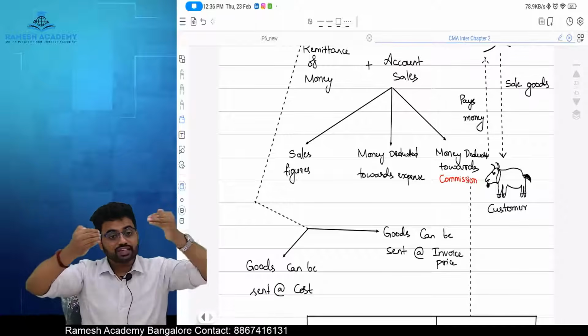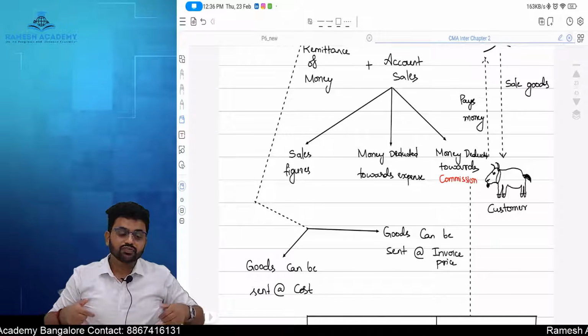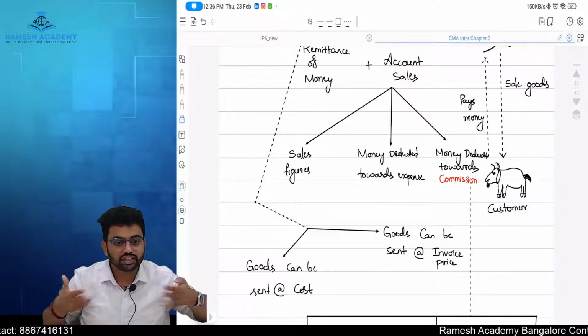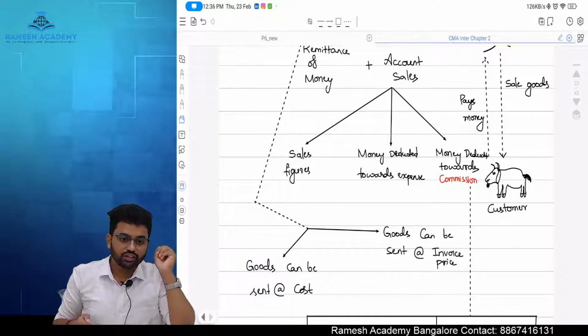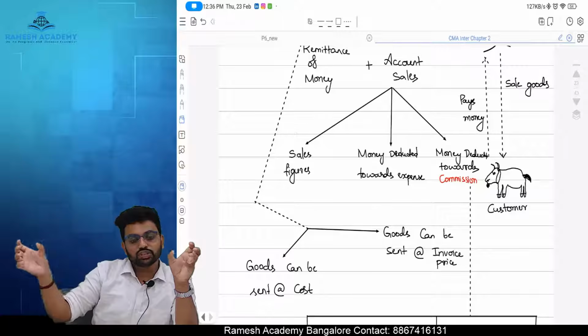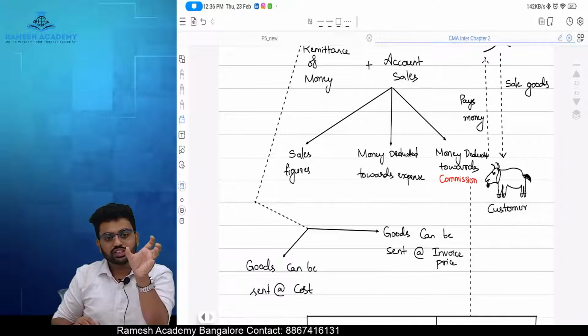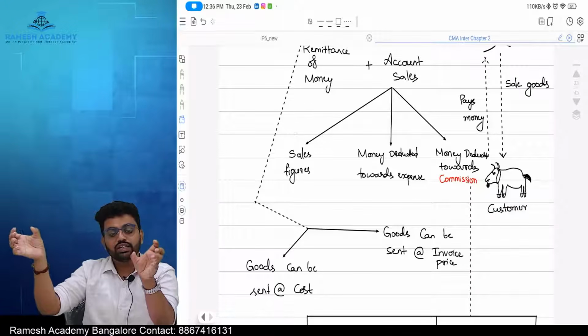Okay. Later we will send goods at invoice price. Let us assume we are sending goods at invoice price. 1000 rupees is the cost and 250 is the loading. So 1250 we will write in the debit side. In the debit side, you will write To goods sent on consignment 1250. In the credit side, you will write By goods sent on consignment 250.